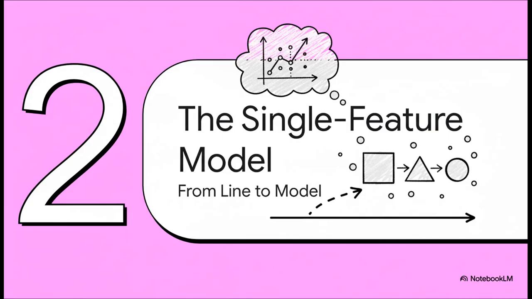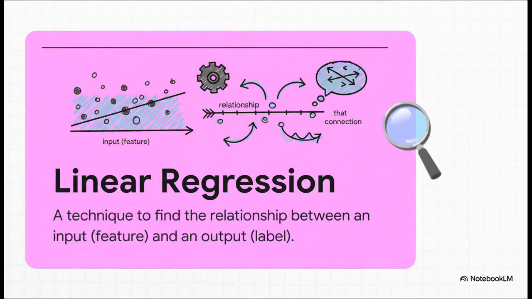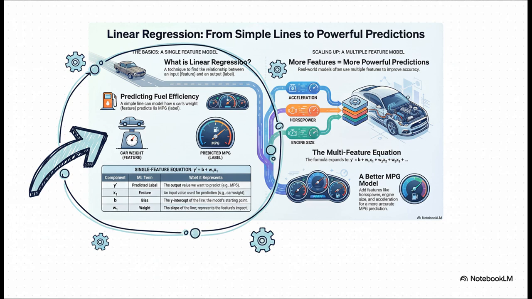Okay, so we've got a line. Now let's get a little more official and turn that line into our very first actual machine learning model. And this is the official definition. Linear regression is really just the name for the technique we use to find that mathematical relationship between our input, the feature, and our output, the label. It's all about putting a number on that connection. What I love about this is how it shows the flow. We take our one input, our single feature, car weight, we feed it into our model, which is really just that line we drew, and boom, out the other side comes a prediction for our label, the car's MPG.